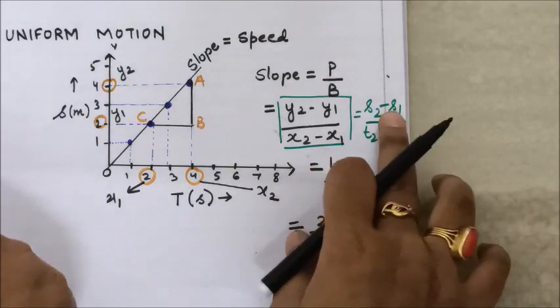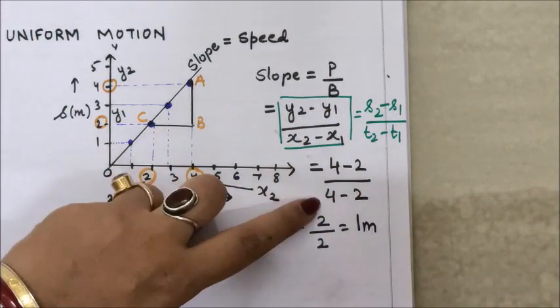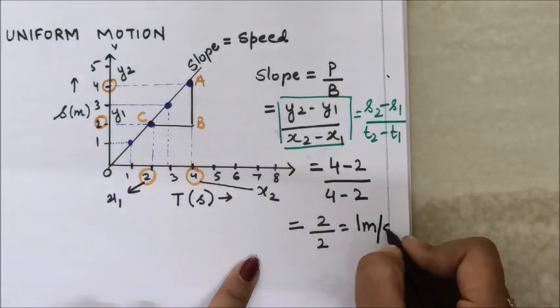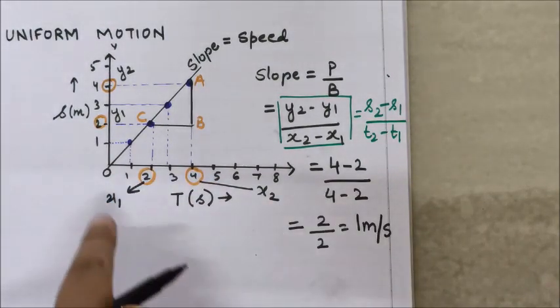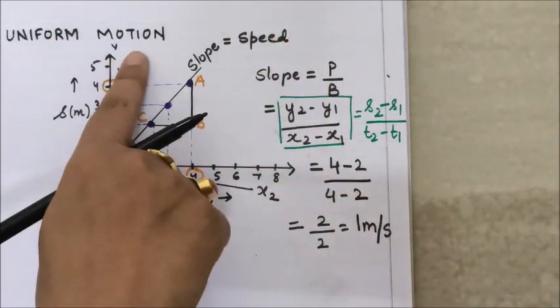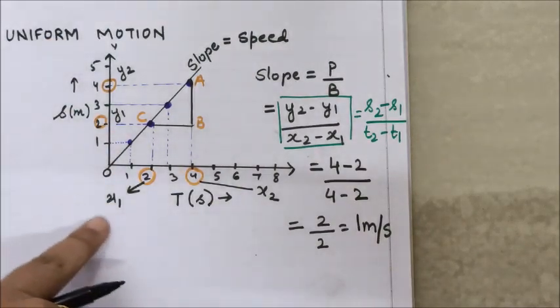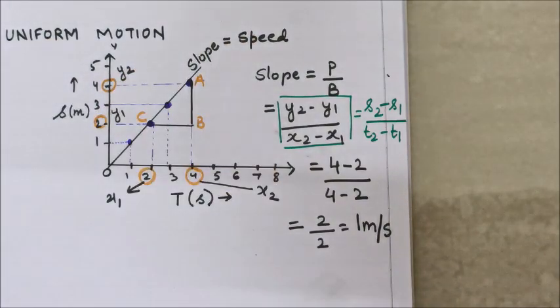Now S2 or Y2, the SI unit is meters, and the division is by time. So the unit is meter per second. And this is how we calculate the slope of a uniform motion, which actually gives us the speed, and a uniform motion will always have a straight line like this.